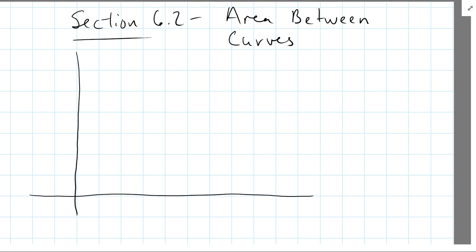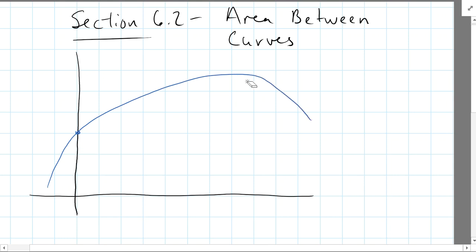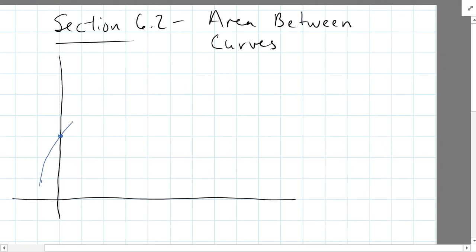All right, suppose I have one curve. It's f of x, and it's a parabola that opens downward. Okay, that's a really hideous one. I need a better one than that. That's f of x.